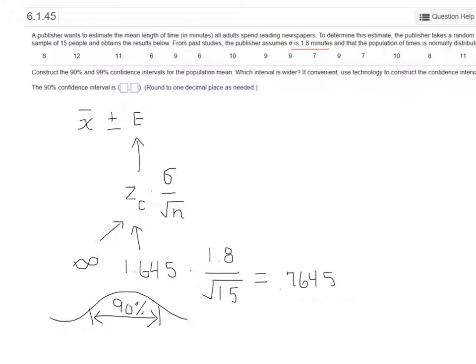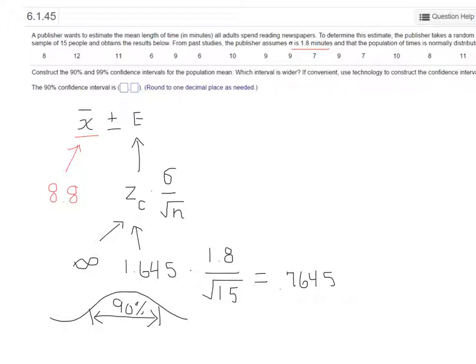Now, the rest of our interval comes from calculating the average. That's called our point estimate. So of course, to get an average, we just take every value of our data set, add them up, and divide by the number of pieces of data. So we're going to take 8 plus 12 plus 11 plus 6 and so on, all the way to the last piece of data, 11, get a total, and then divide by 15 since we have 15 numbers in our set. And when we do that, we get an x bar equal to 8.8.